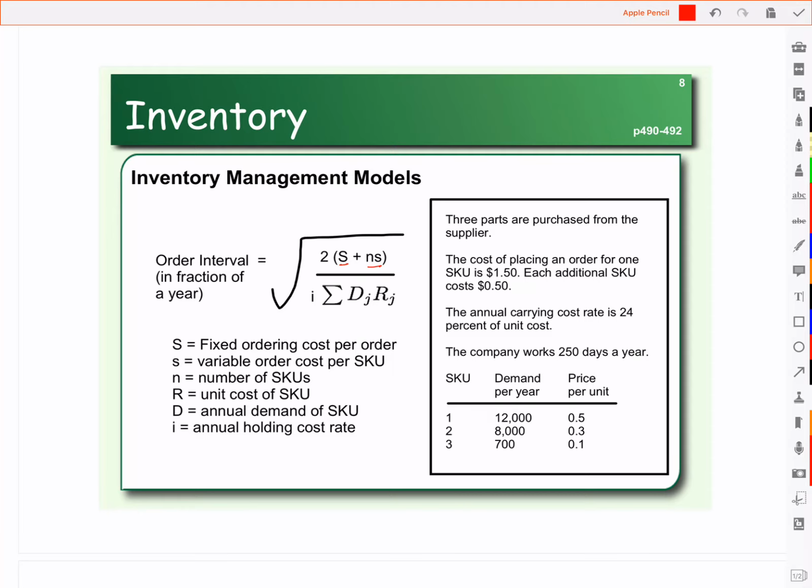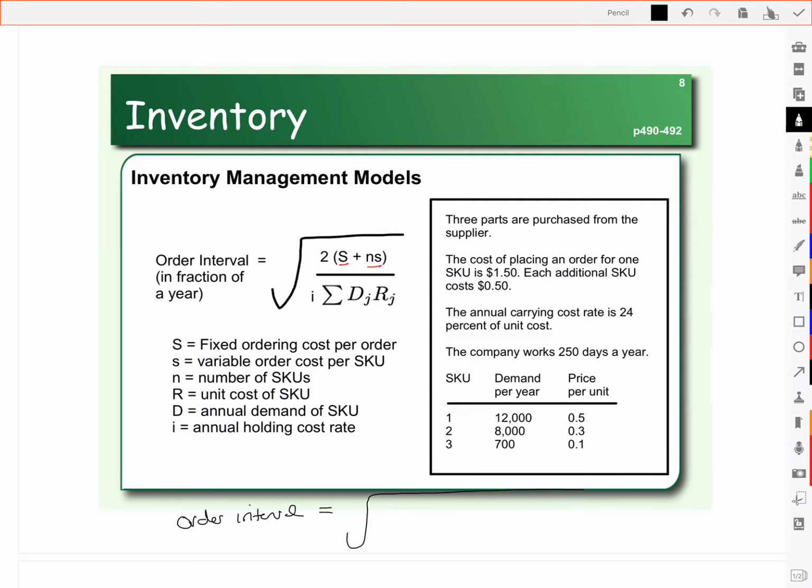So demand per year for item 1 is 12,000, for 2, 8,000, for 3, 700. And the price per unit is 50 cents, 30 cents, and 10 cents, respectively. So then how do we figure out the order interval? So in our formula, our order interval, let's start with the top.